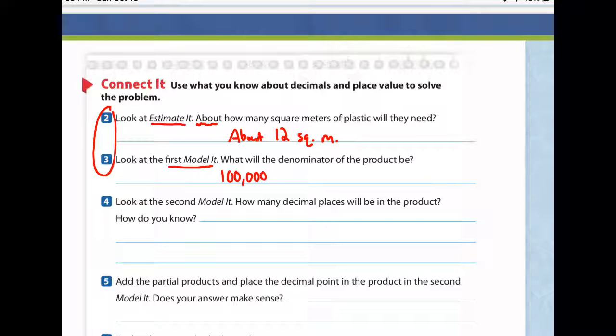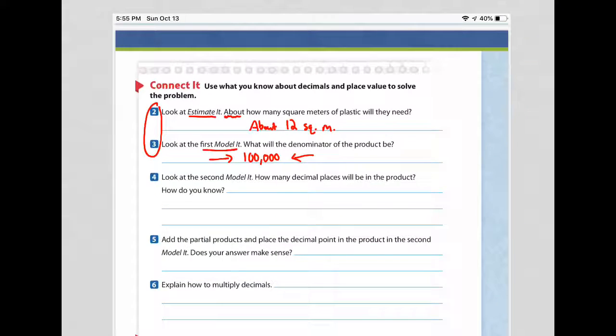100,000. Now keep this in mind, because this could help us place the decimal point in a little bit. So if you had 2 or 3 wrong, make sure you pause the video and correct it before we go on to number 4. All right, so now here is your next job.